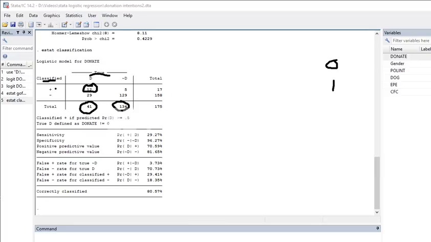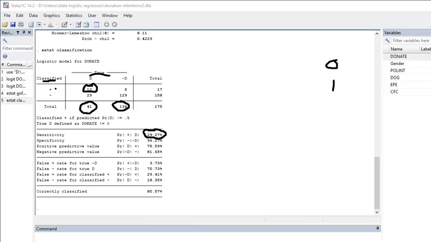So when we look at the accuracy rate for that group, you can see it's about 29%. So it's pretty darn low. It's not doing a very good job. The model's not doing a very good job in terms of predicting those individuals who would express an intention to donate.